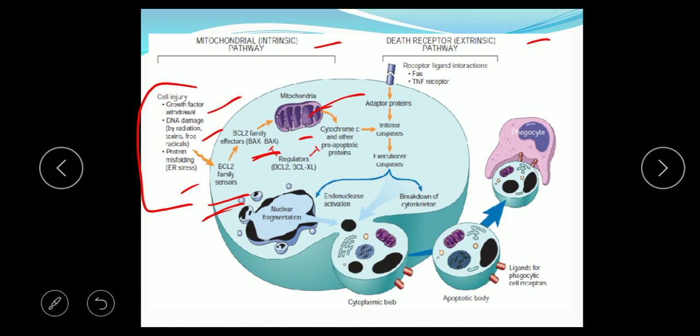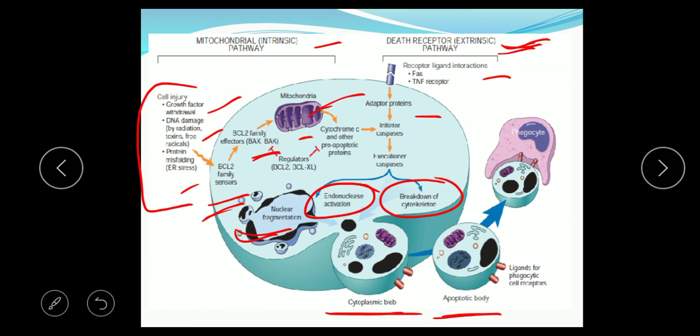But in the extrinsic pathway, receptor-ligand interaction takes place, adapters will come, finally endonuclease activation and breakdown of cytoskeleton will take place, and nuclear fragmentation and cytoskeleton breakage will occur, and cytoplasmic blebs are formed, apoptotic bodies, and then finally it is engulfed by the phagocytic cell, and the apoptosis pathway completes. So guys, this is the full concept of the apoptosis pathway. Go through the video once again and you will have a clear-cut concept of apoptosis.